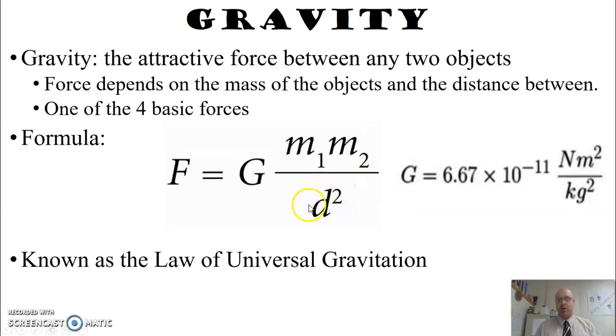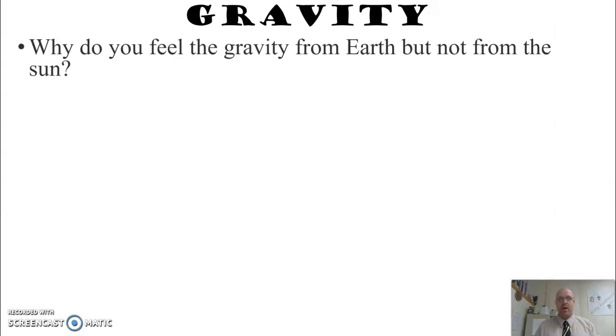And you'll see the farther apart that distance, it's squared, so it reduces very, very quickly when you're dividing by the distance squared. And of course, Sir Isaac Newton is a gentleman that came up with the law of universal gravitation.